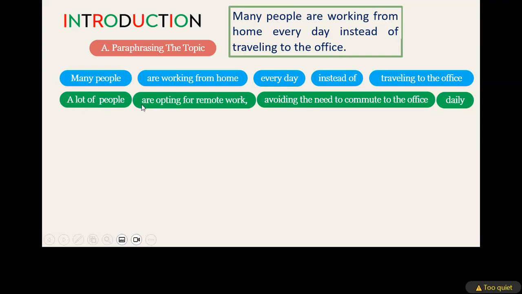But why is this effective? Because the examiner, when they read this sentence or this paraphrase, they understand that this student understood the topic, فهموا الtopic, and he was able to paraphrase it.